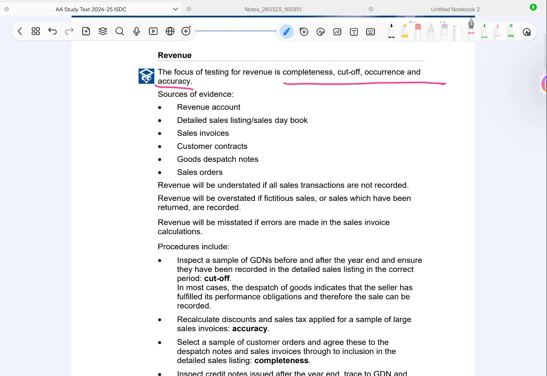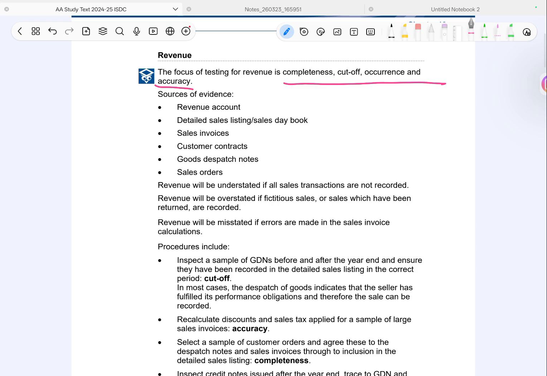To test cutoff, auditors inspect goods dispatch notes before and after year end and trace them to the sales listing to ensure correct period recognition. Since dispatch of goods usually indicates performance obligations are met, revenue can generally be recognized at that point.